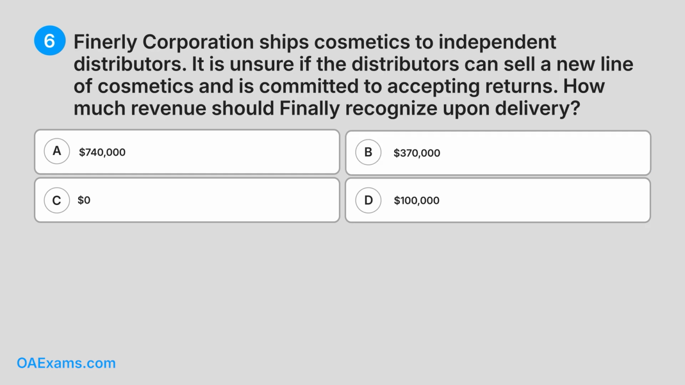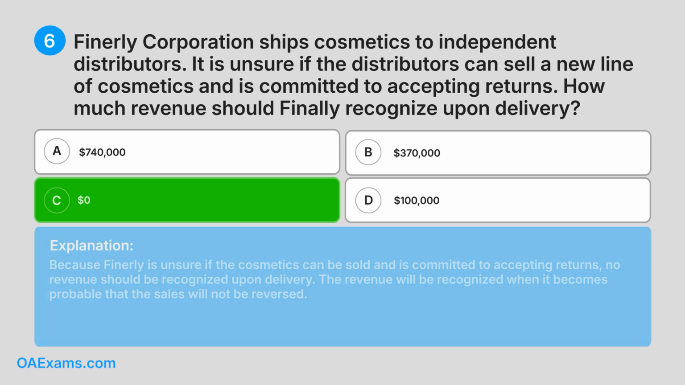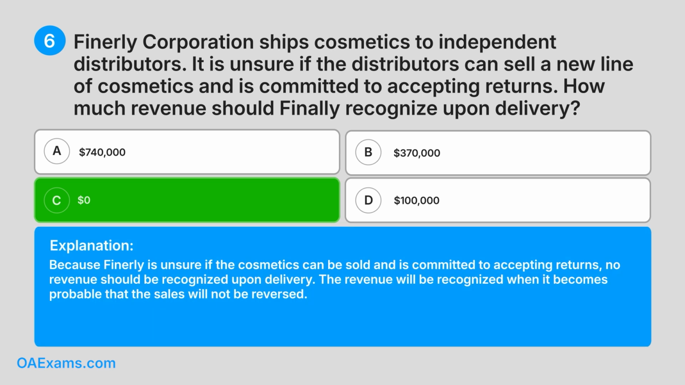6. Finally Corporation ships cosmetics to independent distributors. It is unsure if the distributors can sell a new line of cosmetics and is committed to accepting returns. How much revenue should Finally recognize upon delivery? A. $740,000. B. $370,000. C. $0. D. $100,000. Can you guess the answer? Correct answer: C. $0. Explanation: Because Finally is unsure if the cosmetics can be sold and is committed to accepting returns, no revenue should be recognized upon delivery. The revenue will be recognized when it becomes probable that the sales will not be reversed.